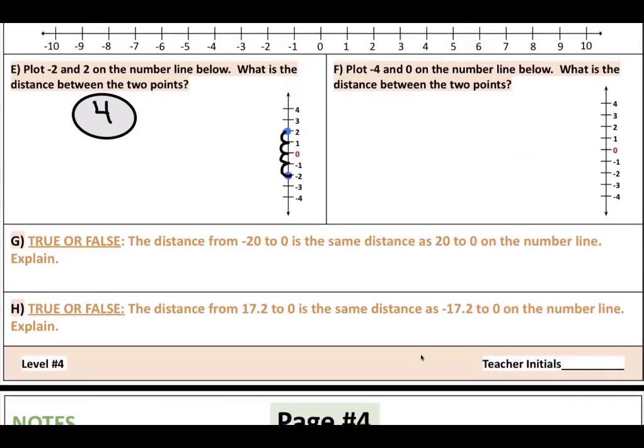Go ahead and complete the rest of page 3, and if your teacher wants you to, go ahead and get your teacher's initials. Then come back to the video.